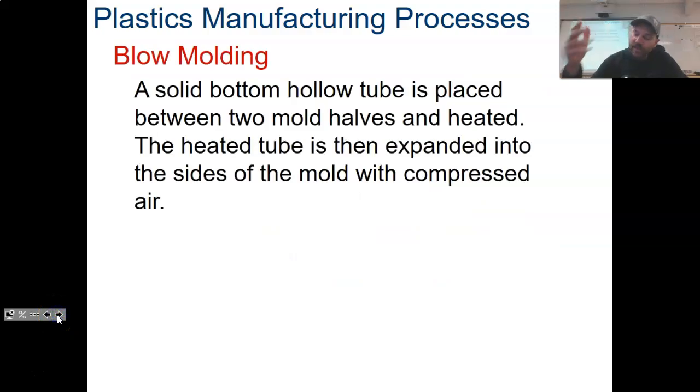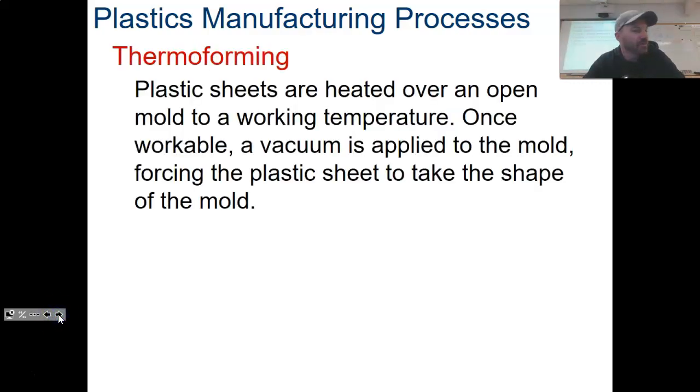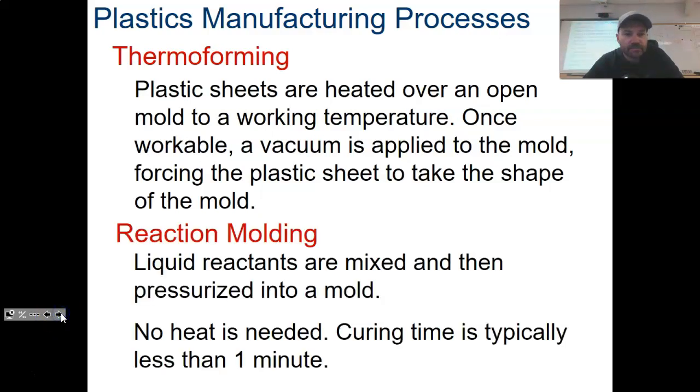Blow molding, 2-liter bottles. You put them in there and you can just inject air and it expands like a balloon. Thermoforming, you heat it up. We watched a video where you just heat up a piece of plastic and they use a vacuum to pull it into a sheet.